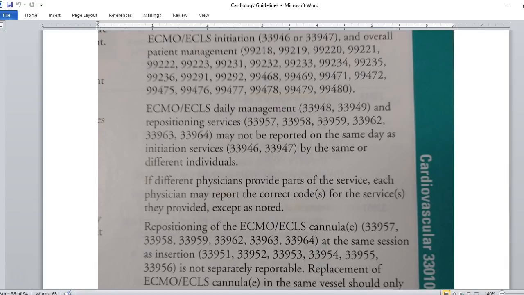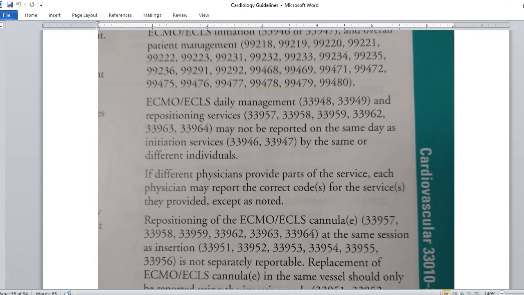If a different physician provides parts of the service, each physician may report the correct code for the correct services they provide, except noted. So again, if this is happening at the end of a shift change, we're going from one physician to another, they could have slightly different aspects that they're dealing with. So let's keep that in mind.